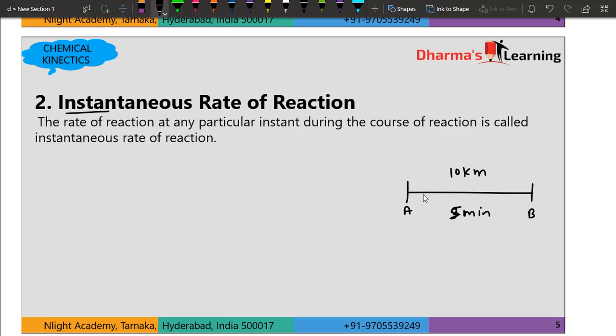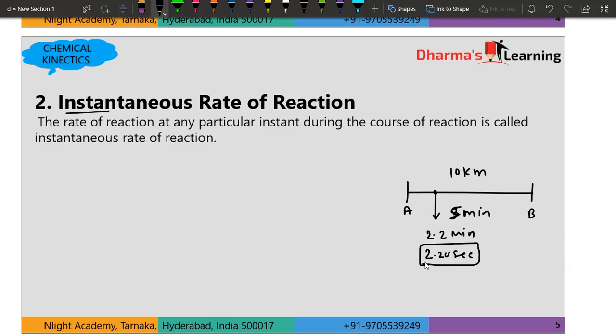It means my speed is continuously changing. But let us consider a particular point: what is my speed at 2 minutes 20 seconds? I'm not asking the average speed, I'm asking the exact speed at a particular instant. So I'm going to check my speedometer exactly at 2 minutes 20 seconds, and whatever my speed is at that time will be called the instantaneous speed.